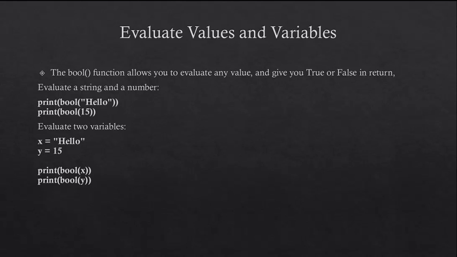We have to evaluate values and variables. The bool function allows you to evaluate any value and gives you true or false in return. In this case, print bool of hello, print bool of 15, and now we evaluate variables. x is equal to hello, y is 15, and print bool x and print bool y.